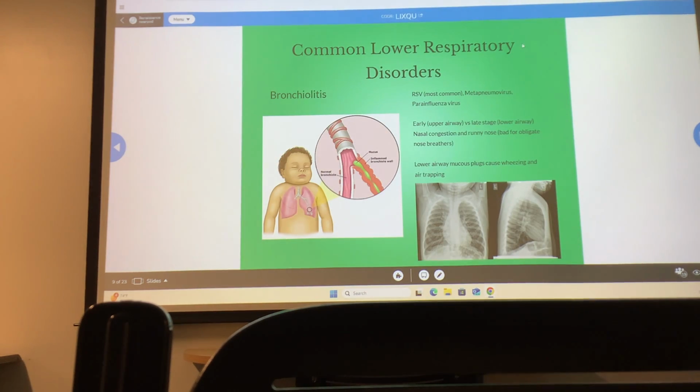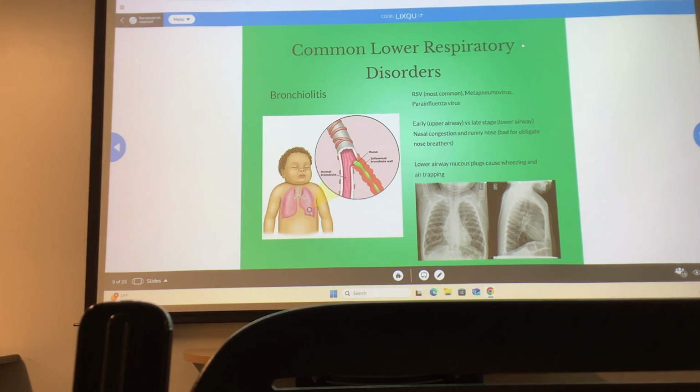All right. So those are kind of your upper respiratory things that we're going to take a look at. Now we're going to move into the lower respiratory system. Most commonly, the diagnosis that you're going to see for a respiratory admission is bronchiolitis. Okay. What does bronchiolitis mean? Inflammation of the bronchioles, absolutely, right?